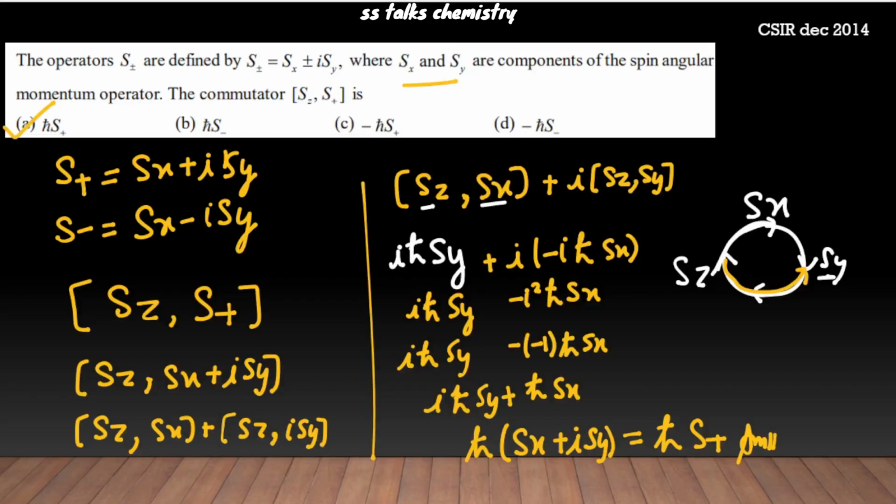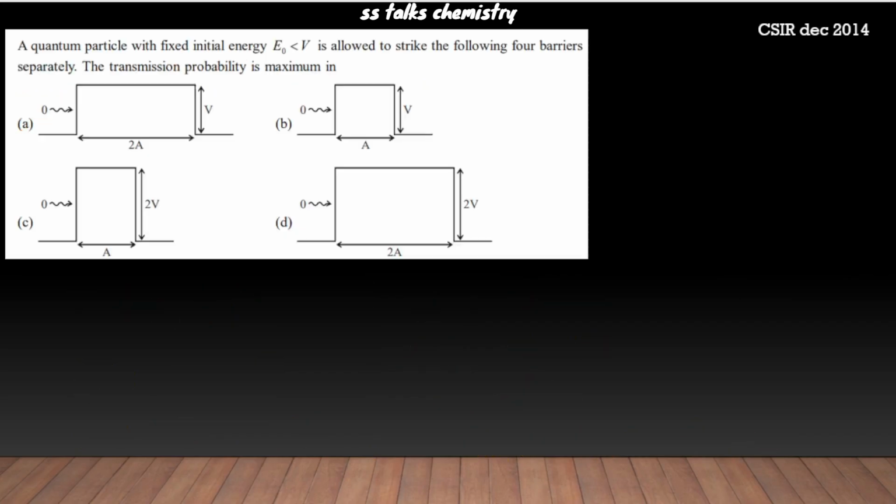Now moving to our next question, this one. So again, CSIR December 2014 exam. The question says a quantum particle with fixed energy E naught, which is less than that of the potential that we have applied, is allowed to strike through the four barriers separately. So four barriers in four options have been given. The transmission probability is going to be maximum. So when the potential barrier is more and the energy is less, we have the transmission, tunneling.